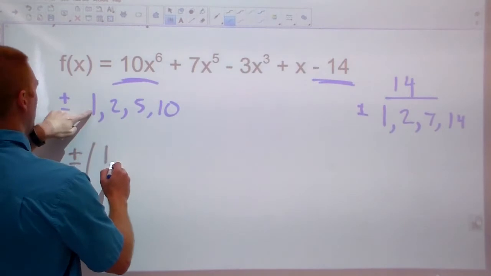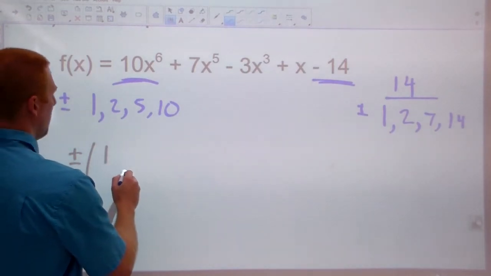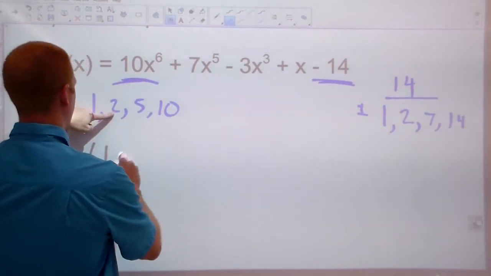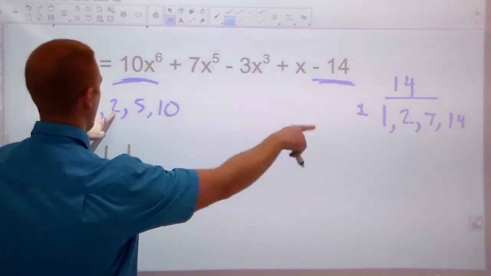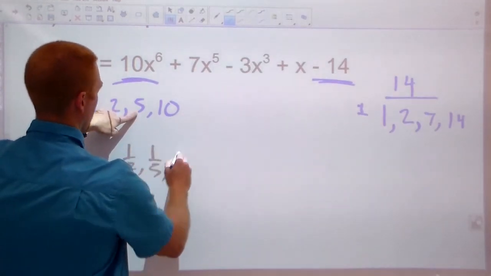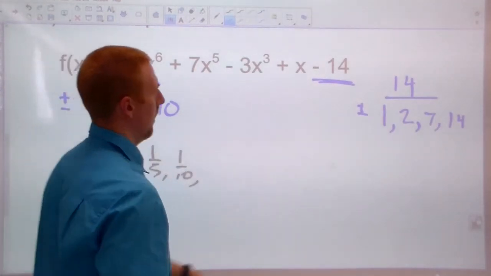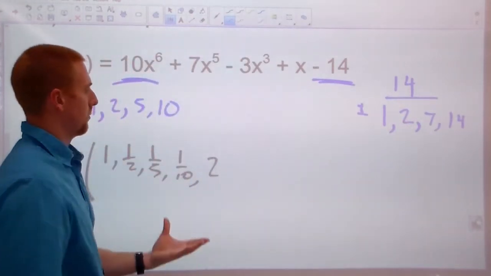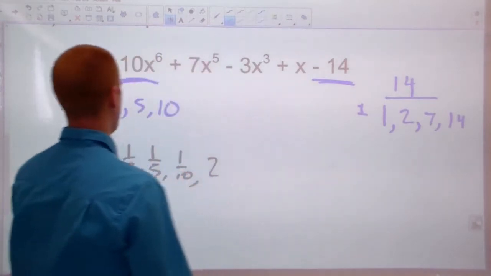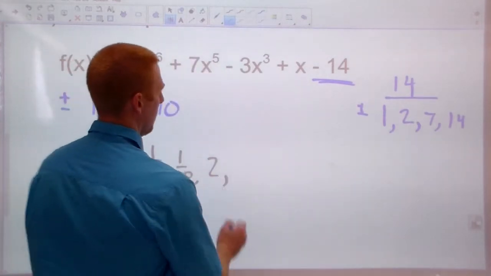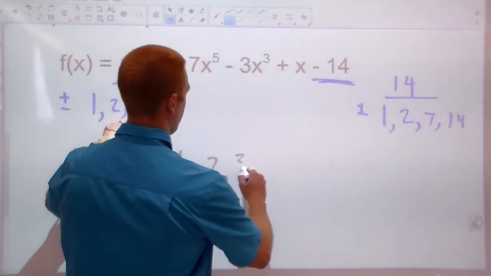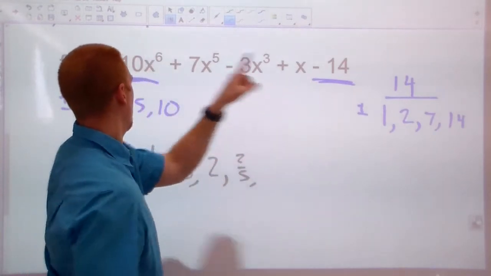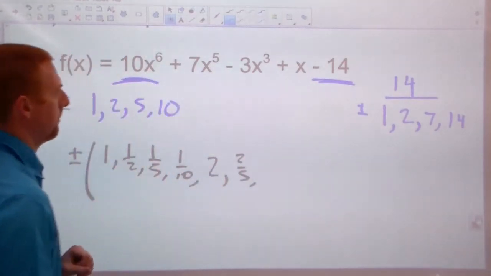So we could have 1 over 1, which is 1. We could have 1 over 2, which is a half. We could have 1 over 5. We could have 1 over 10. All right, and then we could have 2 over 1. And you're going to start to see some repeats too. You could have 2 over 2, which is 1. We've already got that. You could have 2 over 5, so 2/5 is a possibility. 2 over 10, which is 1/5. We've already got that one.